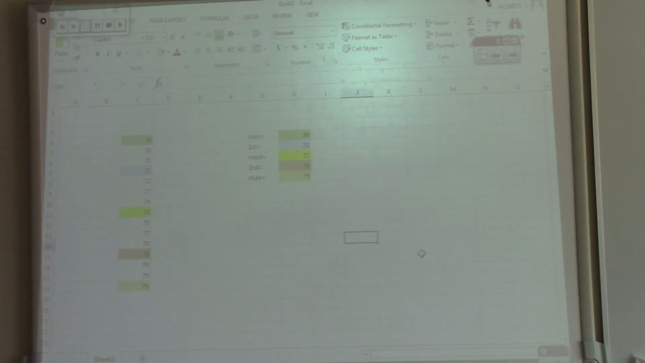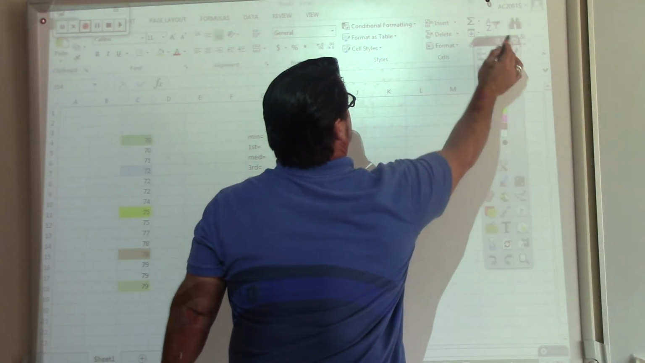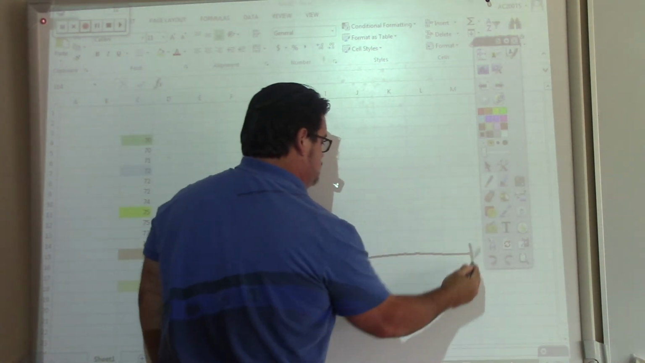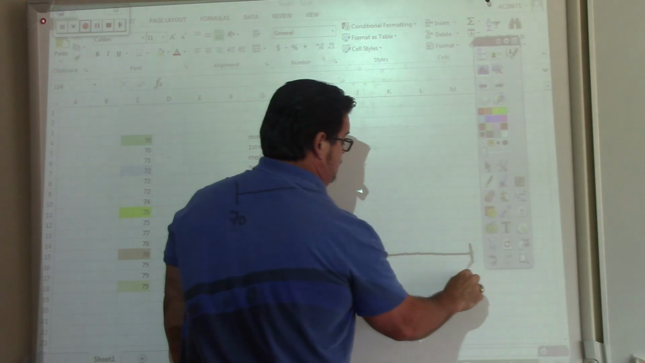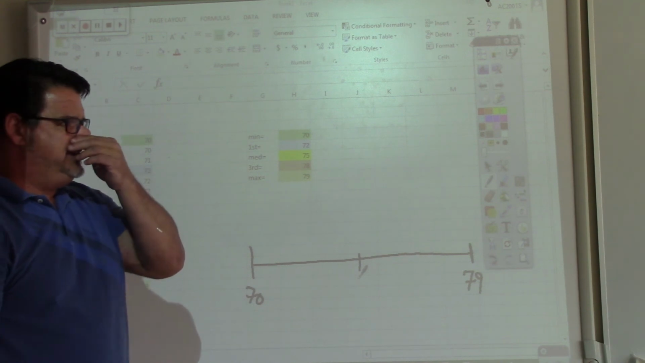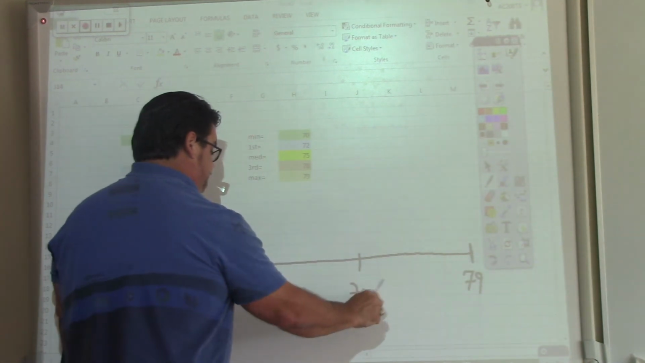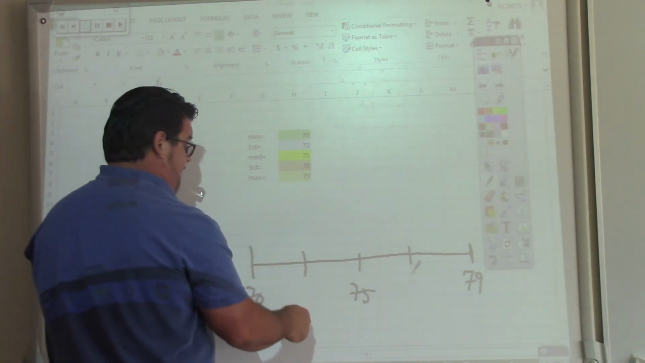So there's your 5-number summary. Now all you got to do is draw a number line. So on the number line, the min is 70 and the max is what? 79. So 70 to 80 is 10. Half of 10 is what? 5. So that's 75. Half of 5 is 2.5, so that'd be 72.5.